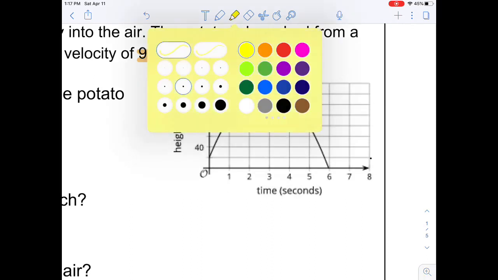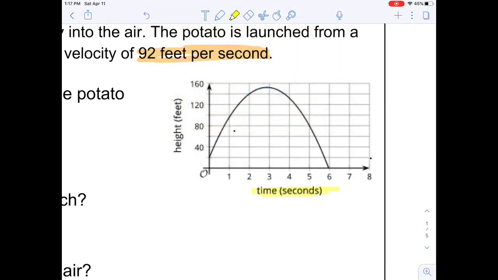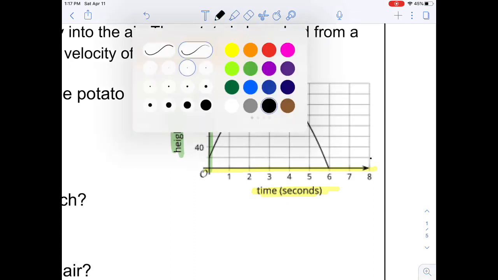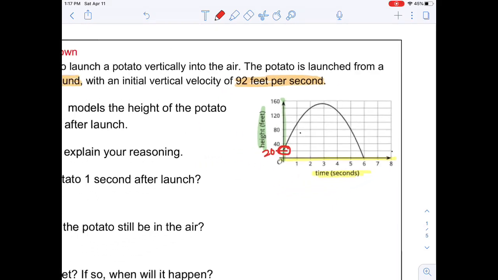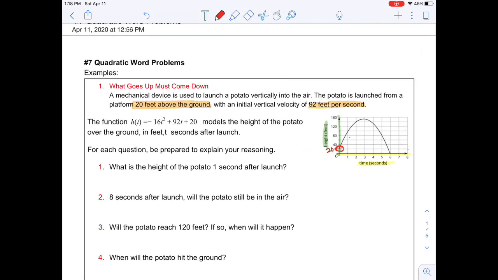Here's a graph. Along our x-axis, we have time in seconds: 0, 1, 2, 3, 4, 5, 6, 7. Along the y-axis, we have height in feet. I want to point out that it starts at our y-intercept, which is 20 feet above the ground. So this potato is not being launched from the ground. It's being launched 20 feet above the ground.